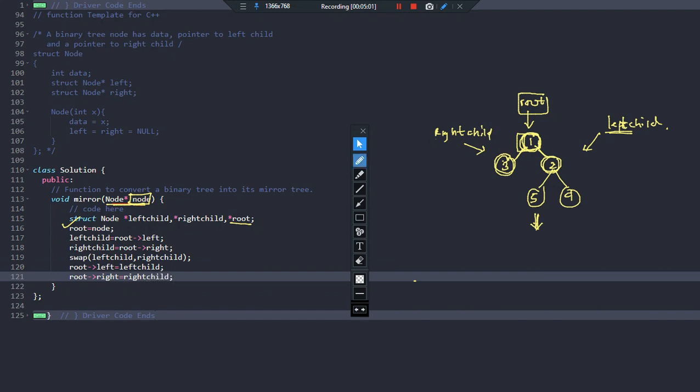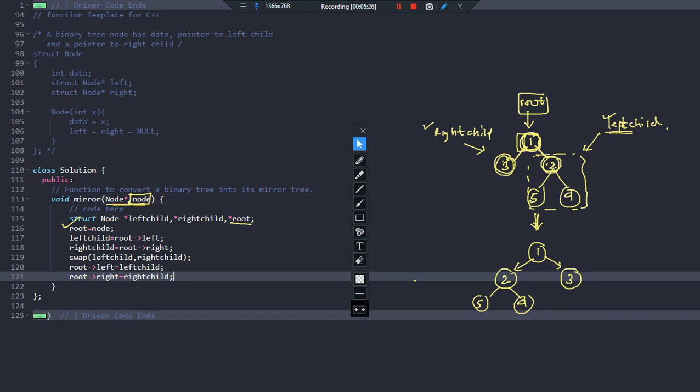So root left equals left child, because after swapping this is the status of the pointers. I have 1 here. 1's left is equal to left child, and left child is pointing to this structure, this node. So this entire structure will come here: 2, 5 and 4. Root right is equal to right child. 3 comes here. Done.